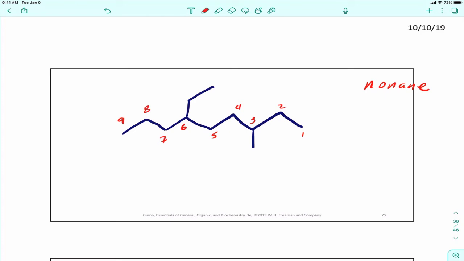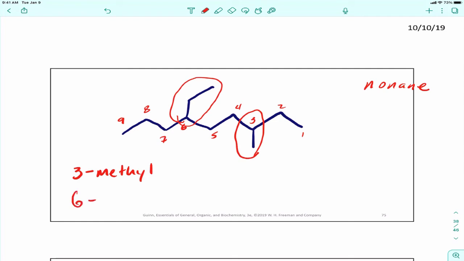Now let's identify our substituents. On carbon 3, you have 1 carbon, so that would be a methyl. What I tend to do is make a list of all my substituents and where they're located. In carbon 6, you have 2 carbons coming off of that. That would be ethyl.